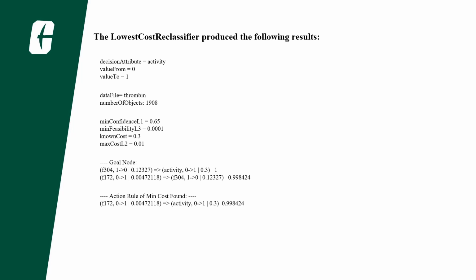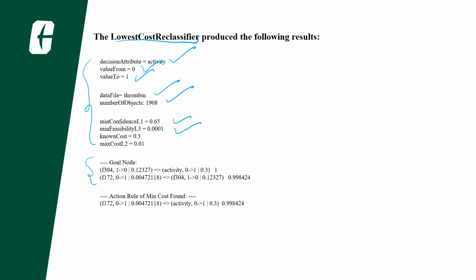By using software, we can find the lowest cost reclassifier for the binding to thrombin database. We are given decision attribute activity value from 0 to 1 and data file equal to thrombin. Number of objects in database is 1908, and we are also given minimum confidence and minimum feasibility. Using these properties, we derived action rules to find the goal node.